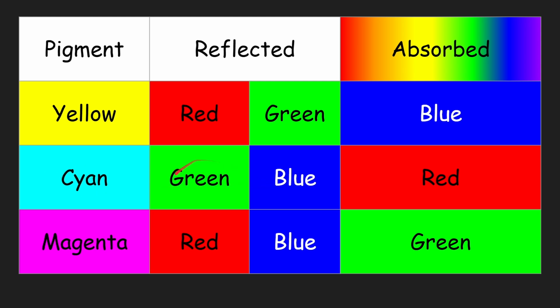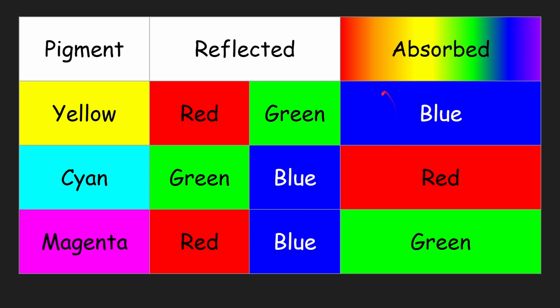Similarly, cyan is when blue and green are reflected. That means they get to our eyes, and therefore we see cyan. But what did it do to the white light? It took the red out. So the red was absorbed from the white light. And finally, magenta absorbs the green, which means the red and the blue are left to be reflected to our eyes. We're going to primarily focus on the pigment and the absorbed color here.